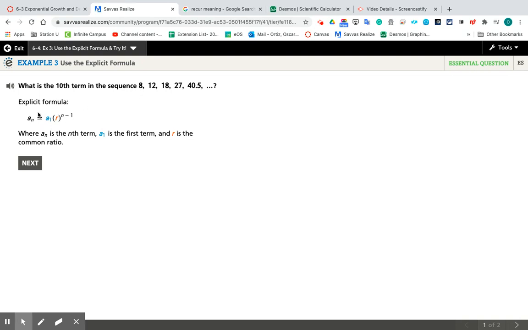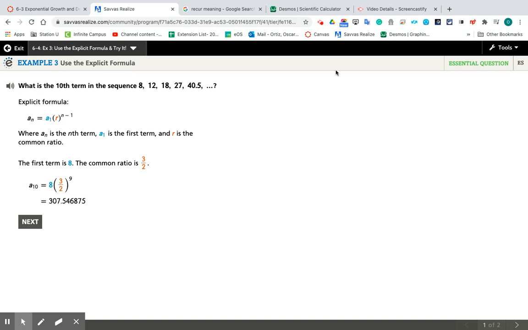So notice, remember please, that a1 is 8, a2 is 12, a with a little 3 is 18, a with a little 4 is 27, and so on. So in this particular case, we know that the first term is 8, the common ratio is 3 halves because we found it dividing 12 by 8 or 18 by 12.